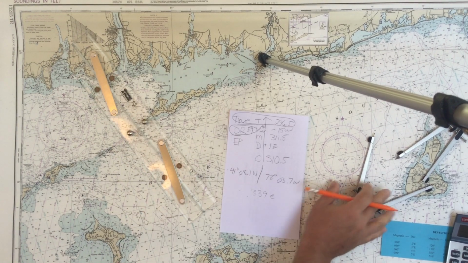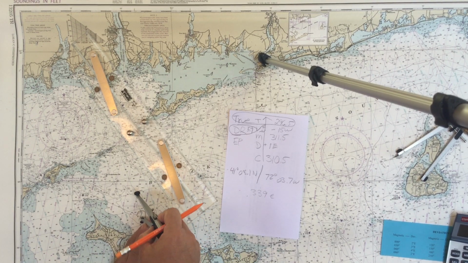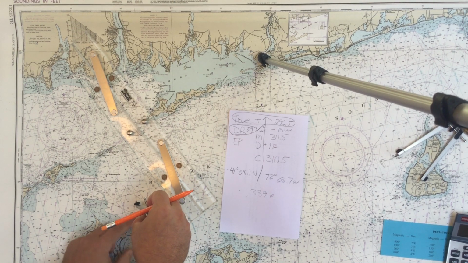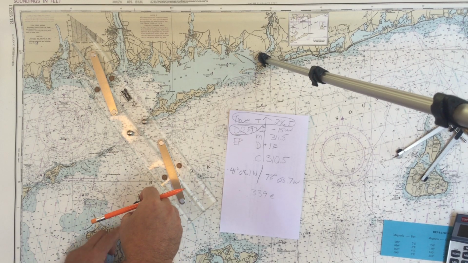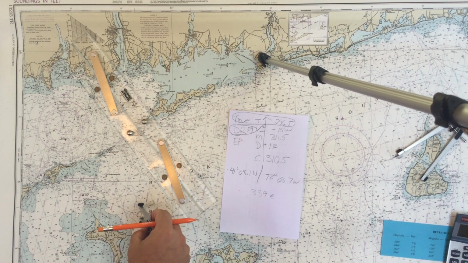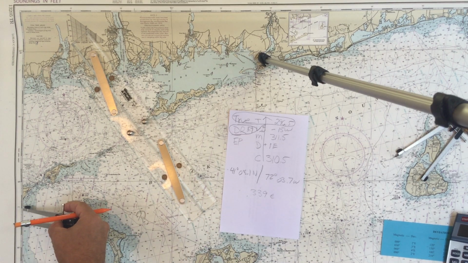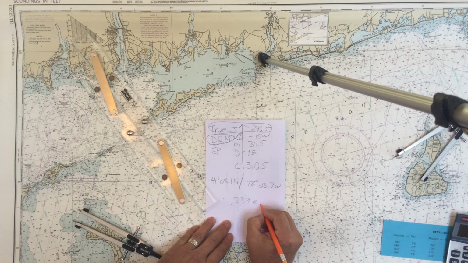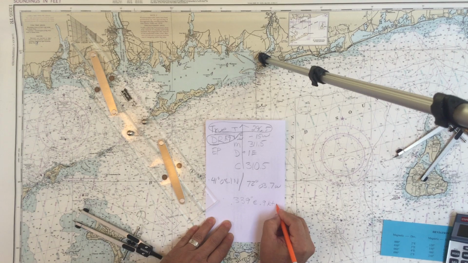Okay, and let's determine what the speed of the current is. So the speed is the distance that I traveled off my intended course in the time that I was out there. So the distance divided by the time, in this case it was 1 hour. Okay, so I got 0.9. So 0.9 divided by 1 would be 0.9. So I've got 339 degrees at 0.9 knots.